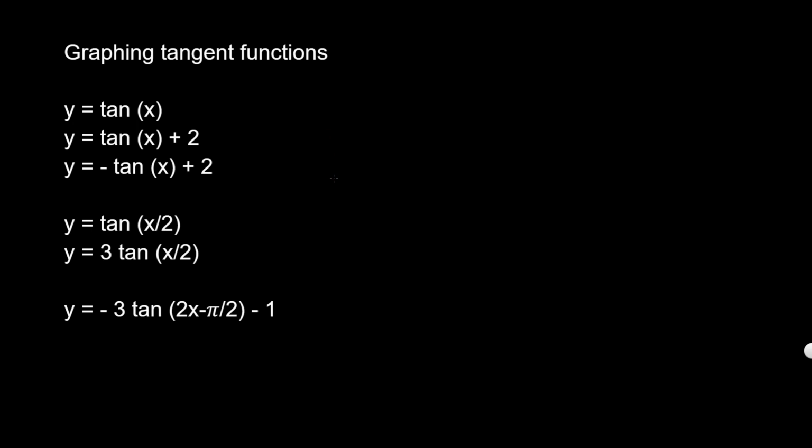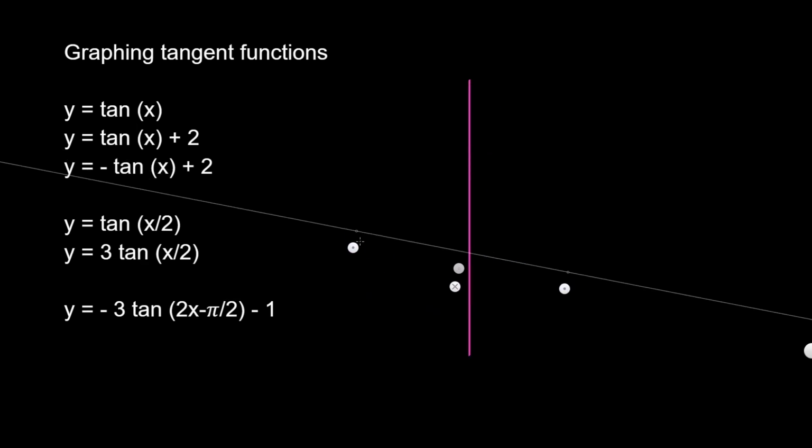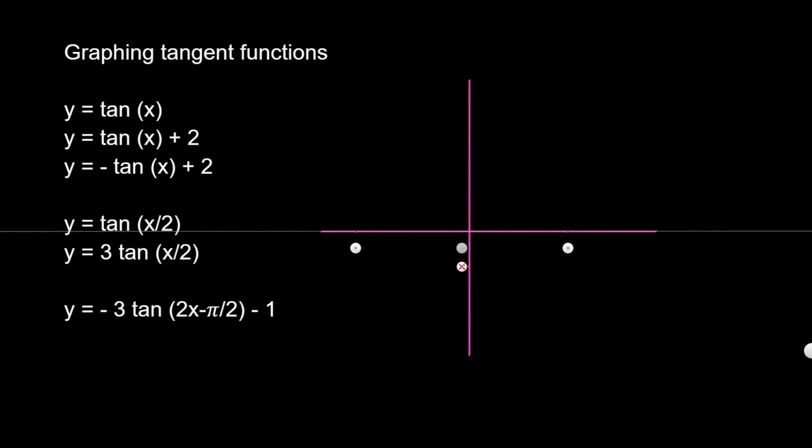Let's go over graphing tangent functions. I'm going to graph all these, but let's start with the simplest one here. The first one here, y equals tangent x. You should know that if we don't do any transformation, the tangent graph will always go through (0, 0). Okay, just have to know that.